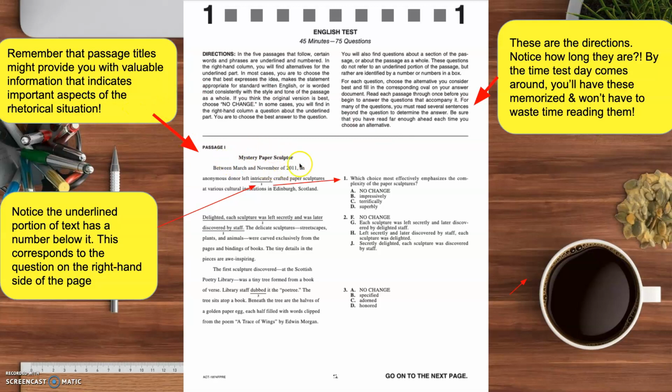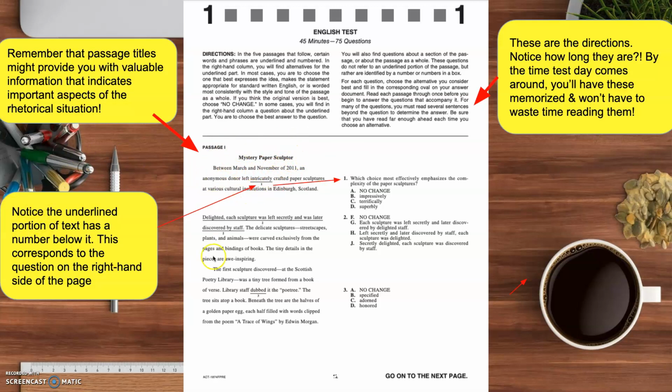Here's another thing that we want to notice. We see passage 1 and we actually have a passage title. Remember that passage titles might provide you with some valuable information that indicates important aspects of the rhetorical situation. The title is helping you understand the topic, perhaps the author's purpose, so don't ignore it. Make sure you read everything that's on the page.